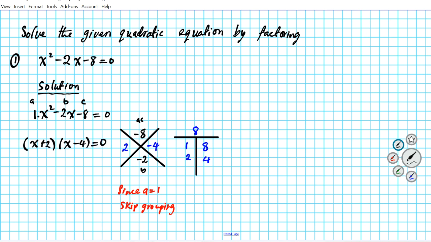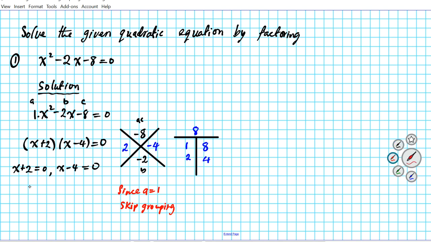Now we're going to use something called the zero product property, which basically states that if you multiply two quantities, two unknowns to get 0, either one or the other is 0. So we're going to set x plus 2 to 0, and then x minus 4 to 0, and then solve both of them.